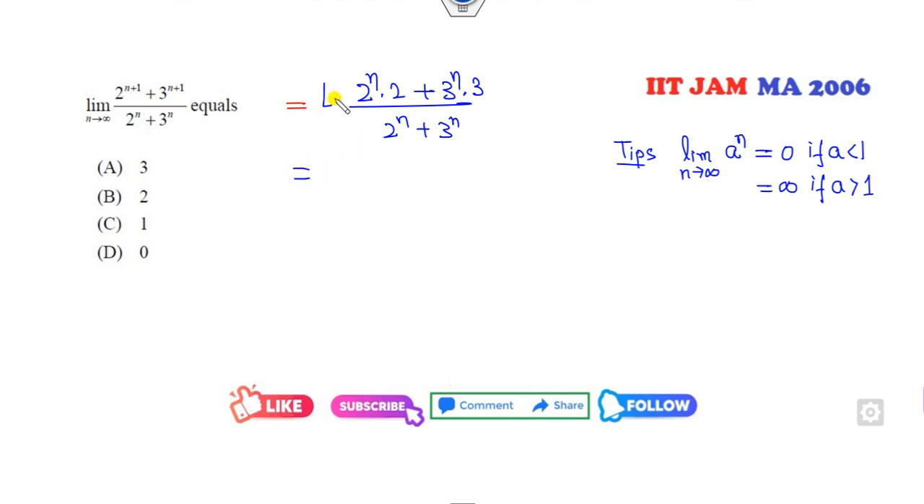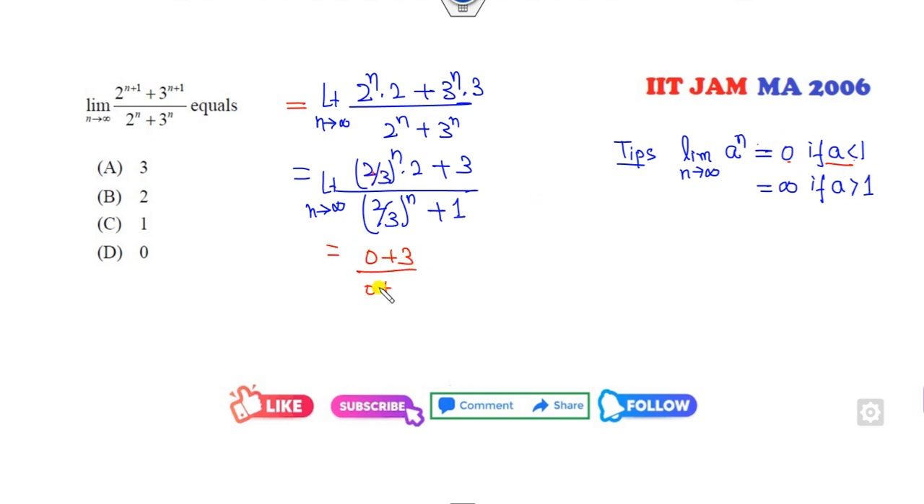So what I can do, I can divide it by 3 raised to power n, so that this becomes my here. Fine. So I can divide it by this number. Clear? Now you can take the limit as n approaches infinity. So this number is 0 if this number is less than 1. So 0 plus 3 over 0 plus 1 is the right answer.